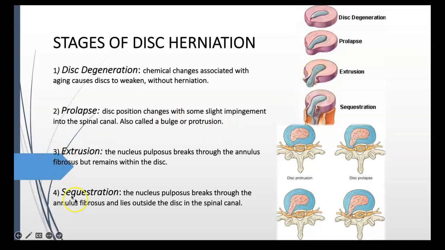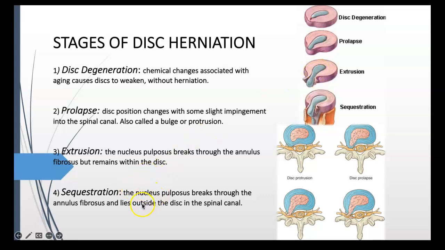Now, these last two that I'm going to talk about, extrusion and sequestration, are extremely important. So extrusion, what that means is it's extruded or has really broken through the annulus fibrosus, which you see here, but it does not go through the actual spinal canal. So we've actually ruptured the annulus fibrosus, but when we bring the body back into a centralized position, that nucleus pulposus will go back to its centralized position, right?